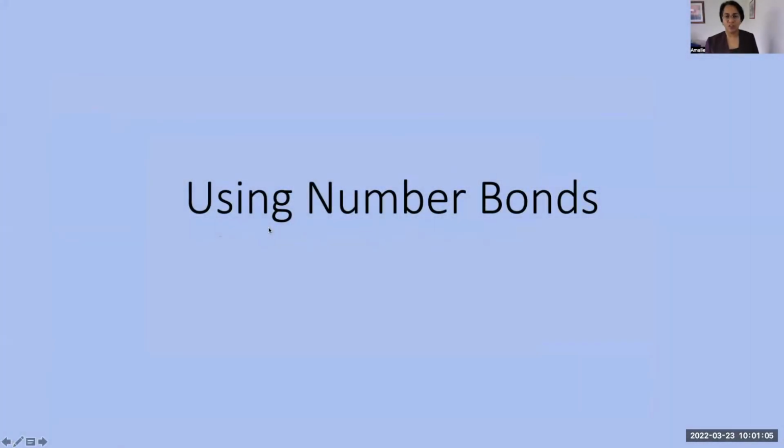So when we use the number bonds, we are aiming to speed up your children's addition so that they don't need to count on their fingers.